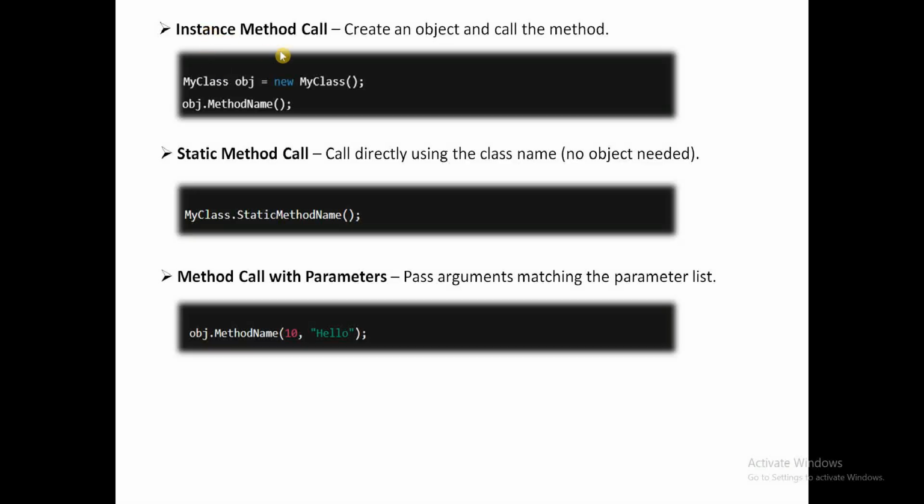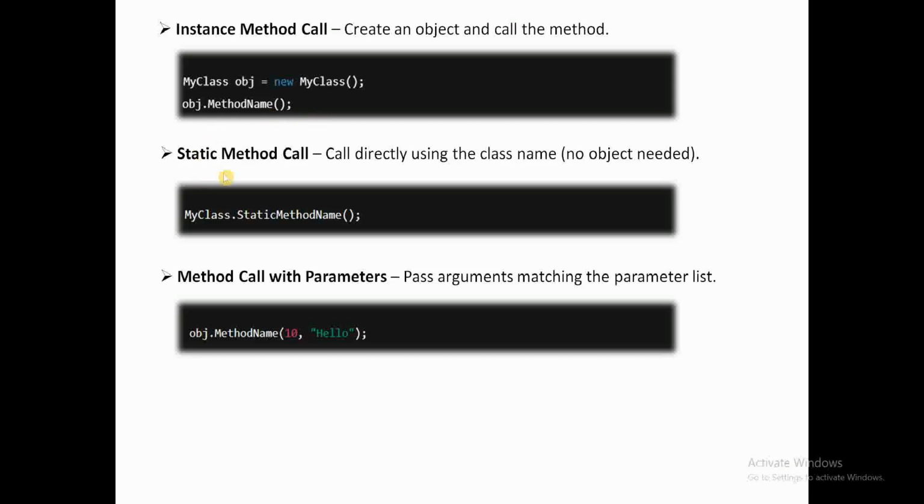First is the instance method call. Create an object and call the method. First we have to create the instance of the class, then we can call that particular method with its method name. So this is the instance method call with parentheses.